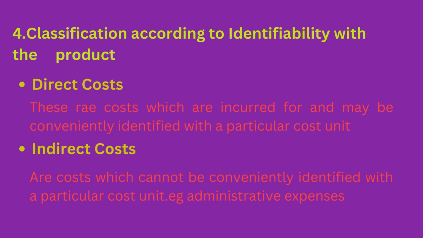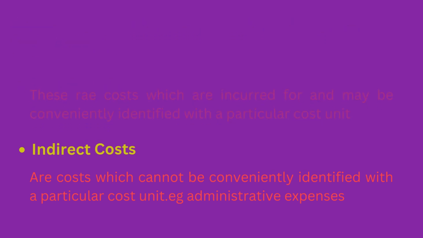The next cost is indirect cost. Indirect costs are costs which cannot be conveniently identified with a particular cost unit. For example, we have the administrative expenses. In administrative expenses, we have, like, audit fee. Audit fee is a cost which has been incurred, but we cannot have a physical product or a certain product which we can say audit fee is a cost which has been incurred while producing this particular product, but it's a cost which is indirect.